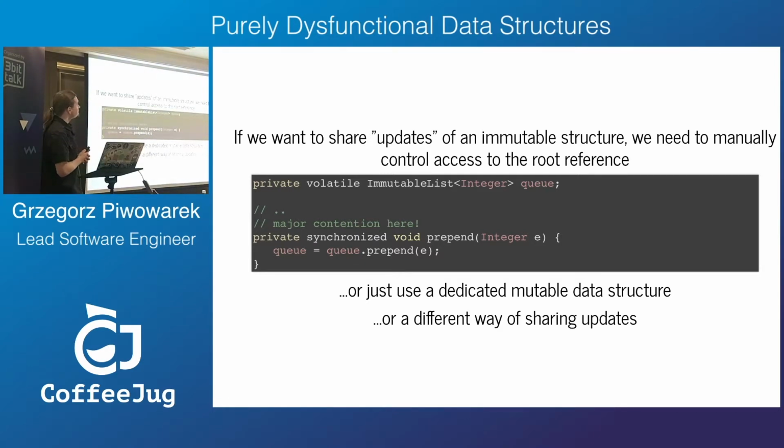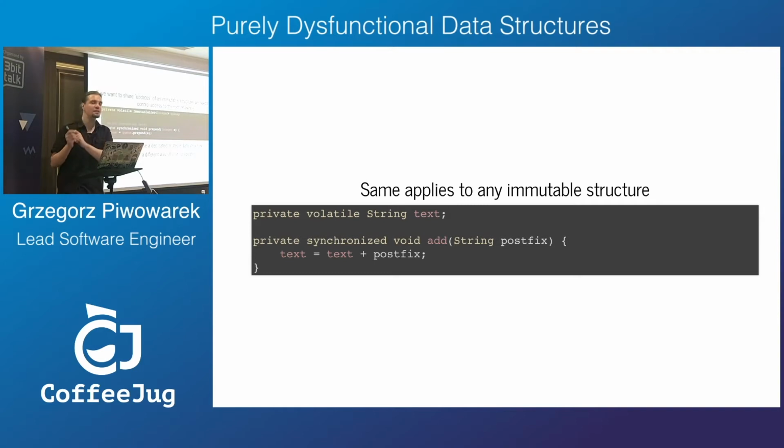And this same principle applies to any immutable data structure. So imagine you want to have a shared string and have multiple threads appending to it. You need to do the same. You need to have some volatile string over there, and then a synchronized method that would, let's say, append a new version of a string to it. So this is a common issue.